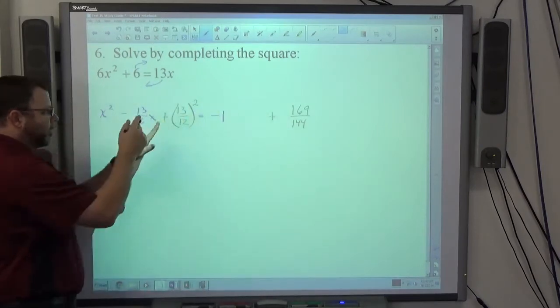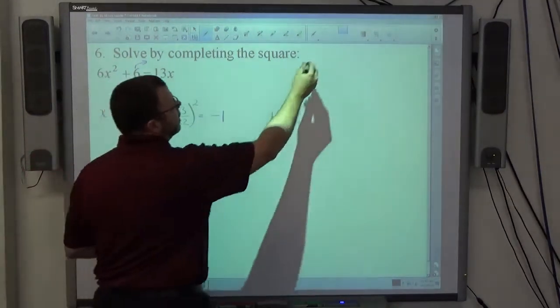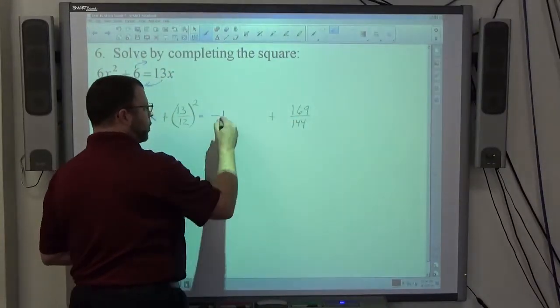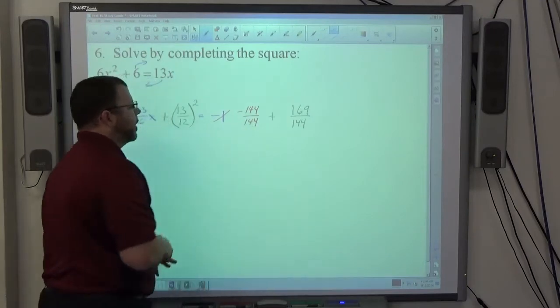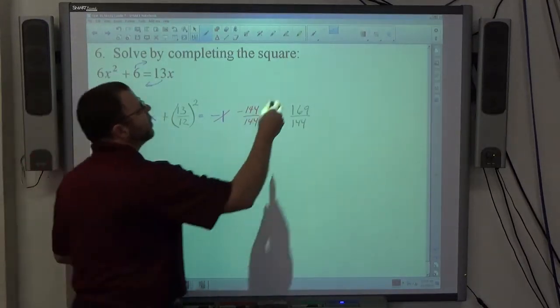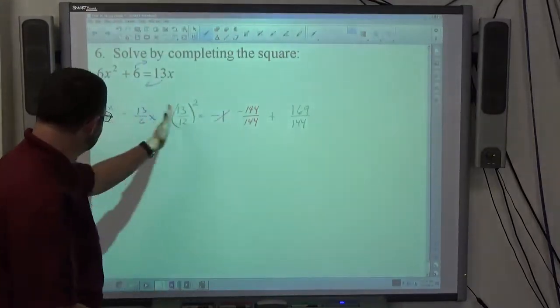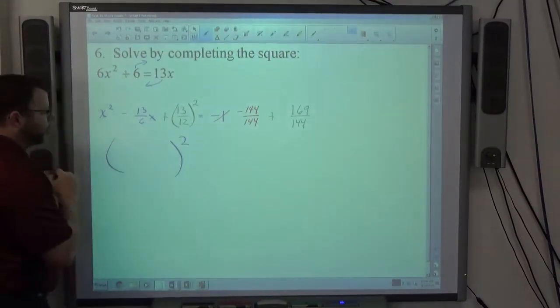On this side, I write it as a fraction squared. On this side, I actually square the fraction. And that creates for me this denominator 144. So I'm going to create that common denominator 144 in those two objects. So what's left on the left-hand side now is this trinomial, which factors very easily to a binomial squared.